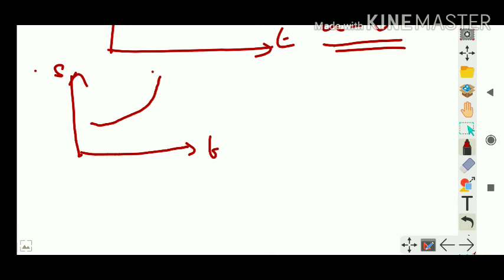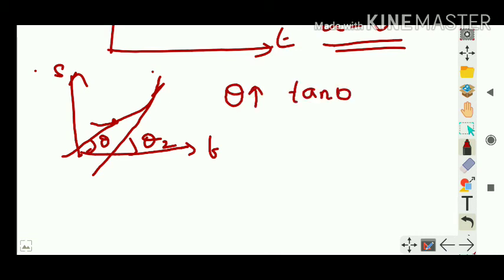Simple way. Velocity I can say easily. How? See, suppose I take a point here, the slope is like this. Whereas if I consider a point here, its slope is like this. So initially this is theta 1, this is theta 2. So I can say the angle is increasing. When the angle is increasing, tan theta increases. When tan theta increases, velocity is increasing. That much is easy to understand.